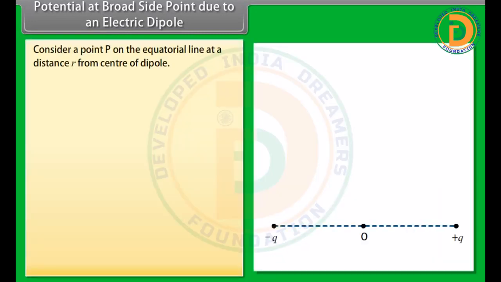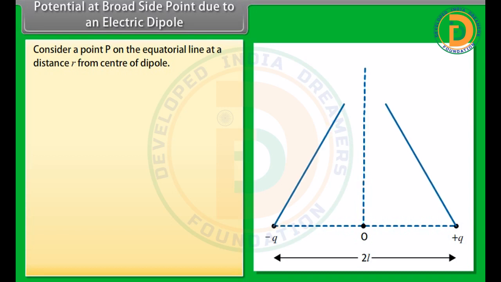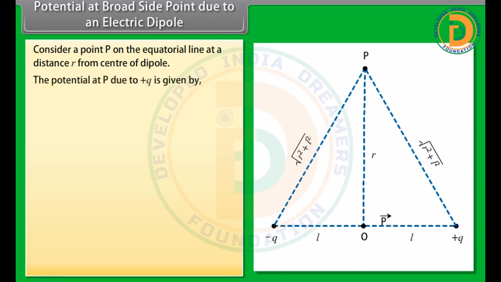Potential at broadside point due to an electric dipole. Consider a point P on the equatorial line at a distance r from the center of dipole. The potential at P due to plus Q is given by V positive equals 1 upon 4 pi epsilon naught multiplied by Q upon under root r square plus l square.